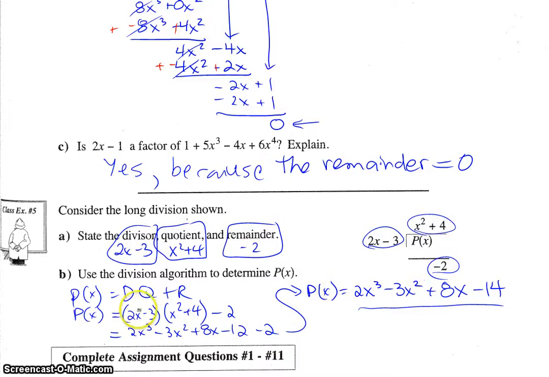One thing to note, we have x times x squared. We should end up with x cubed. As our degree, we should have degree 3 for that.